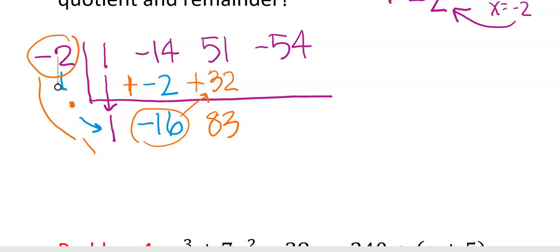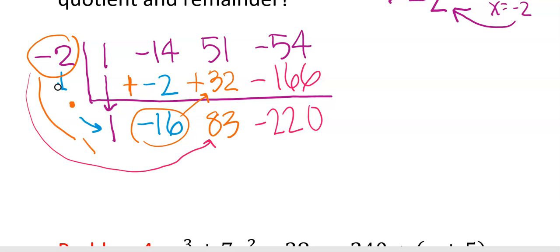I don't think it'll let me do my arrows this time. So this is negative 166. And then what do we do with those? Add them. So we get 220 and it's negative. To get the negative 166, we multiply 83 times negative 2. Yes. Okay, now it let me. This thing is weird. And then we put it there.